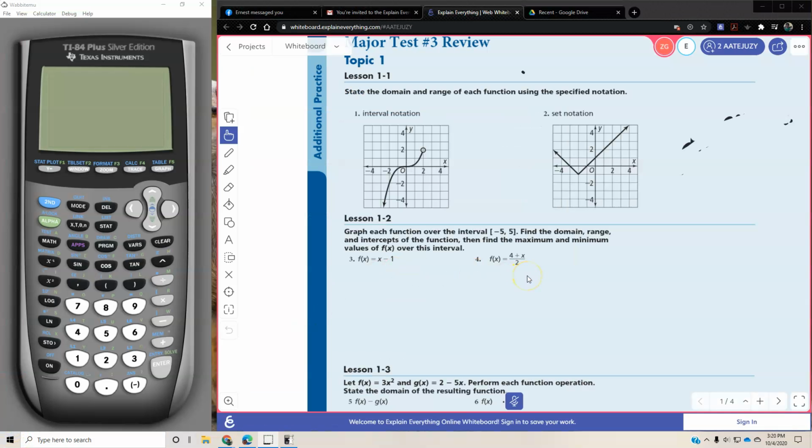For number 4, you have to graph each function over the interval negative 5, 5. Find the domain, range, and intercepts of the function, then find the max and minimum values over the interval. So I'm going to go ahead and graph it using my TI-84 calculator. And if you have graphs, go ahead and just clear them.